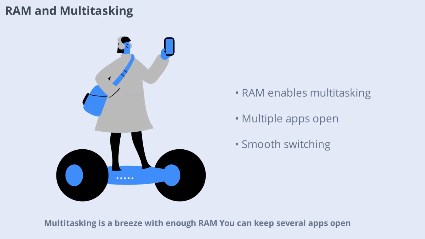Multitasking is a breeze with enough RAM. You can keep several apps open, switch between them quickly, and enjoy a smooth experience. If you're someone who likes to chat, browse, and play games all at once, having enough RAM is essential. It keeps your device running smoothly no matter how busy you are.